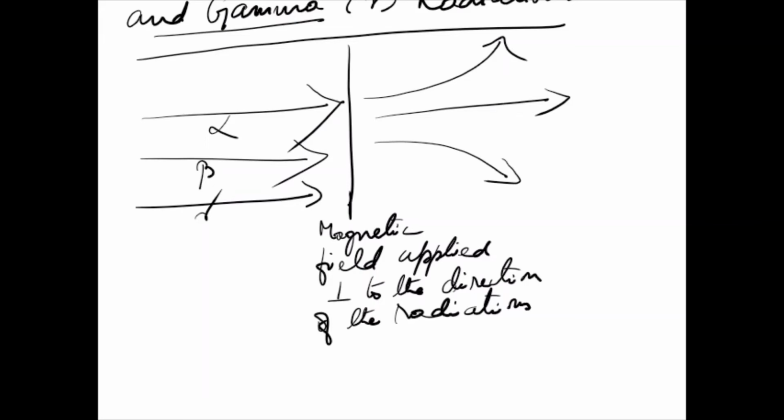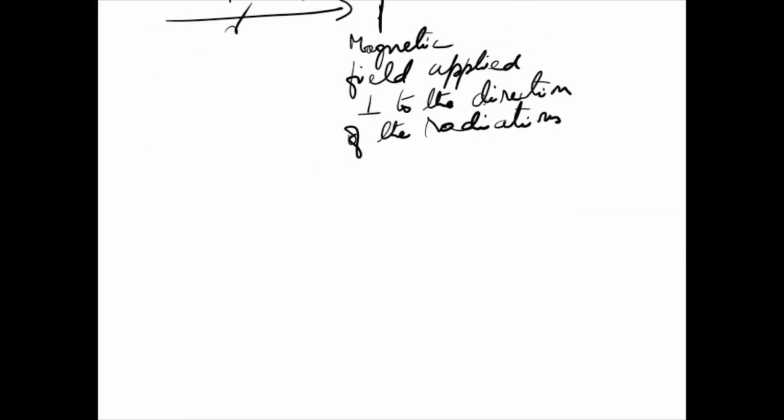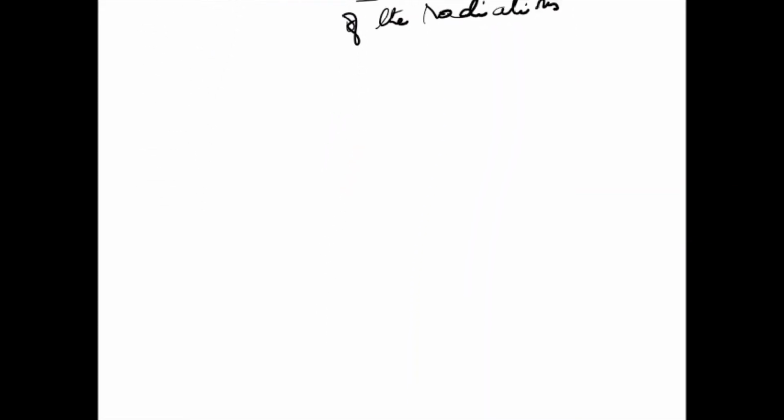Now, some of them turn to the left, some of them turn to the right, and some go undeviated. Those which turn to the left must be positively charged and are called alpha particles. Now this diagram is illustrated in this manner. I will show you.